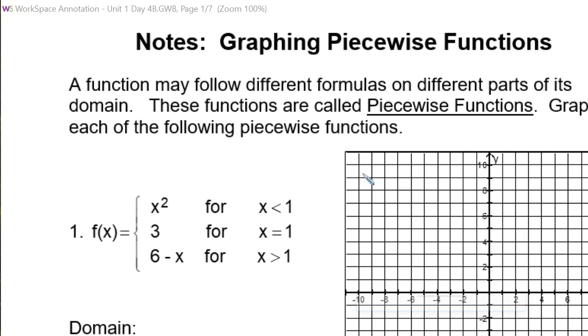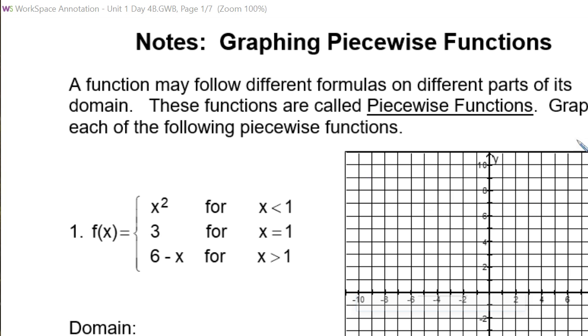At the top of your page, you do have the definition for a piecewise function. It's a function that may follow different formulas on different parts of its domain. What does domain mean? X values. So over different x values, we'll have different formulas for each piece of the function. Since these functions are called piecewise functions, the instructions say to graph each of the following piecewise functions.